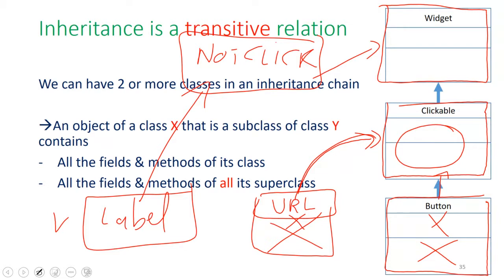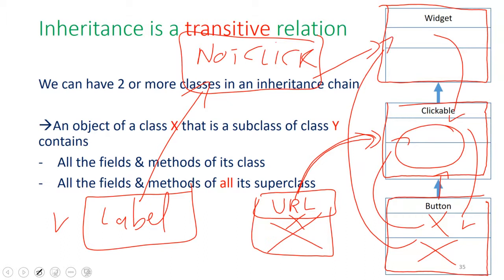This is called an inheritance hierarchy, okay? Widget is a superclass of clickable. But clickable is a superclass of button. So button is a subclass of clickable. But since the relation is also transitive, we can say as well that button is a subclass of widget, an indirect subclass, okay? There is an intermediary in between.